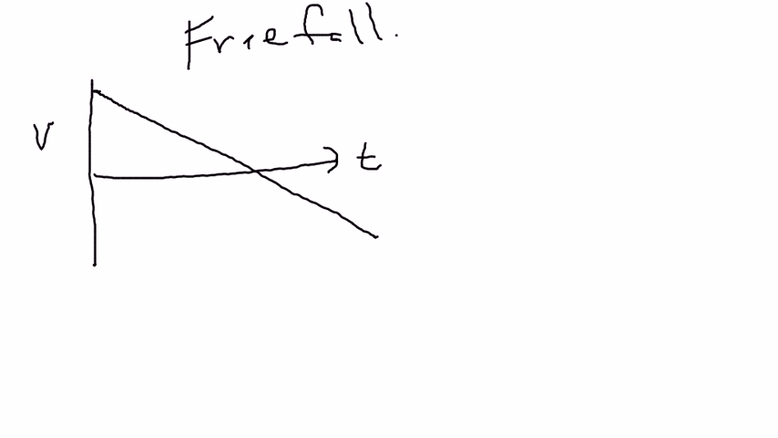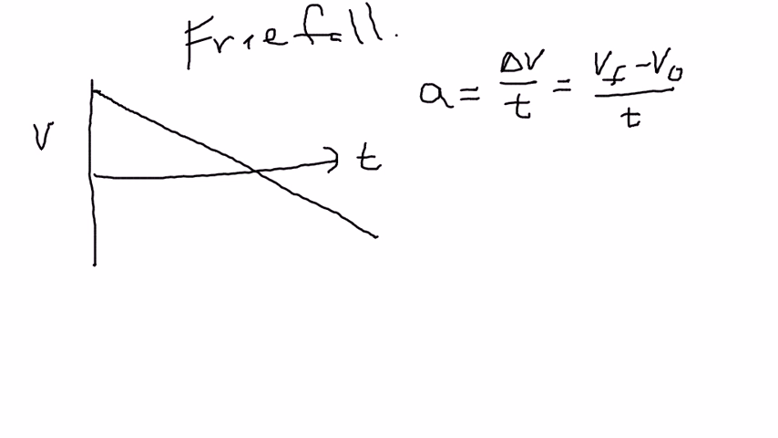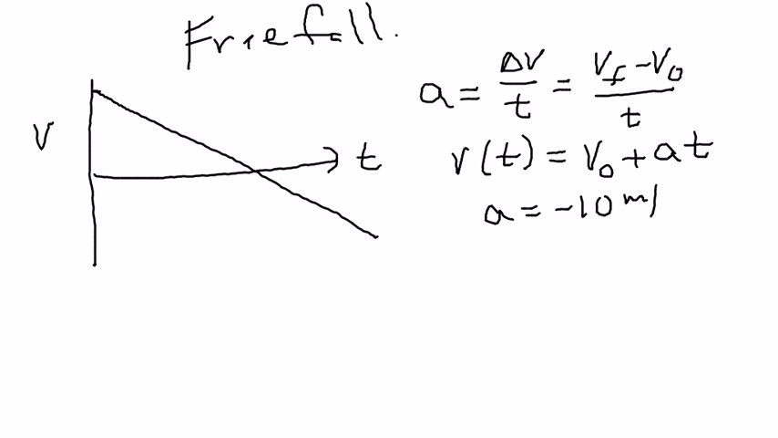Let's assume we know that the relationship between acceleration and velocity is that acceleration is change in velocity over time, which gives me v final minus v0 divided by t, and I can rewrite that as the velocity as a function of time is equal to v0 plus at. Now in our case we know that the acceleration is minus 10 meters per second squared, and so I have a line which has a negative slope. So the slope of this line is minus 10 meters per second squared.